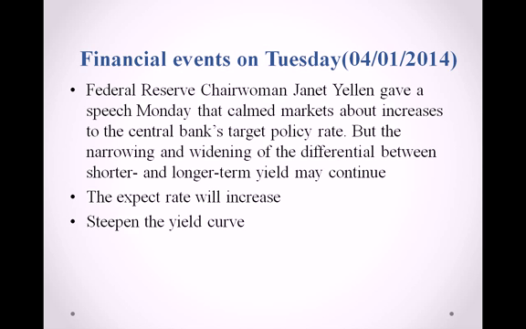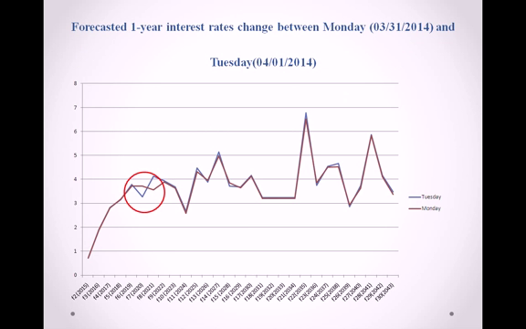So now we will watch the change in the forecast 1-year interest rate between Monday and Tuesday. Because the yield curve steepened on Tuesday, the forecast 1-year interest rate of Tuesday on the blue line is always a little higher than the interest rate on the red line of Monday. But there's some outlier I found around F7. F7 means the forecast 1-year Treasury bond rate after 6 years from now.